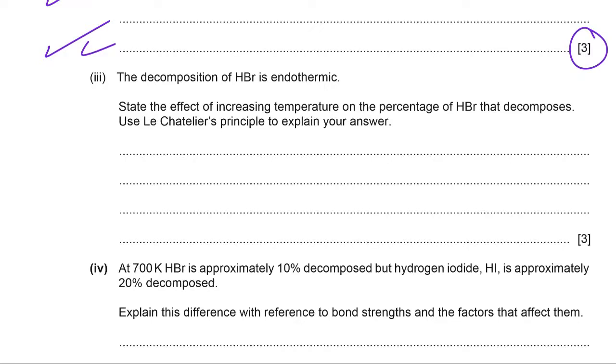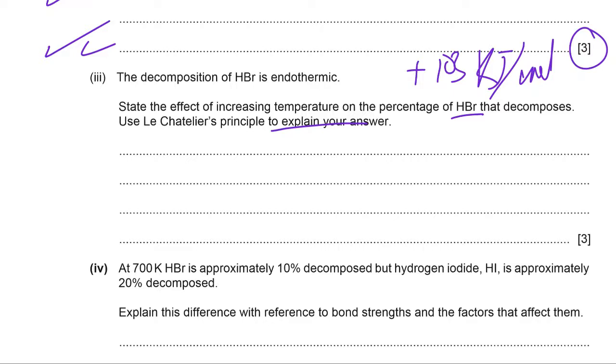The decomposition of HBr is endothermic. It's very clear because it's 103 kilojoule per mole. State the effect of increasing the temperature on the percentage of HBr that decomposes. Use Le Chatelier's principle to explain your answer. Okay.